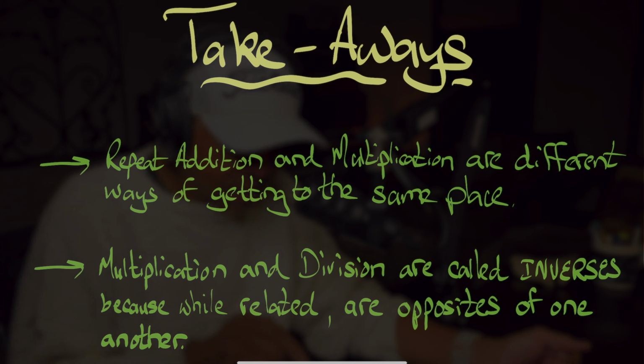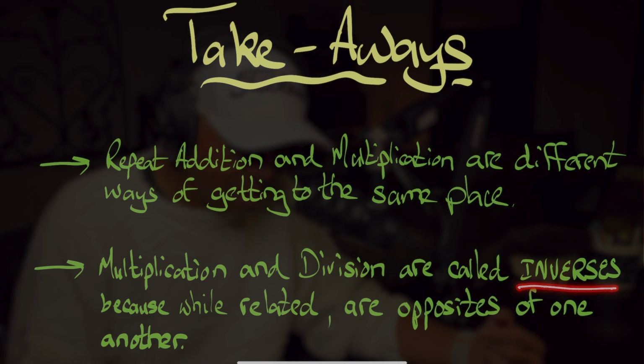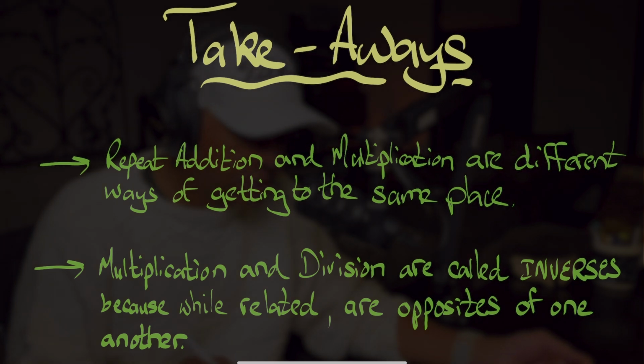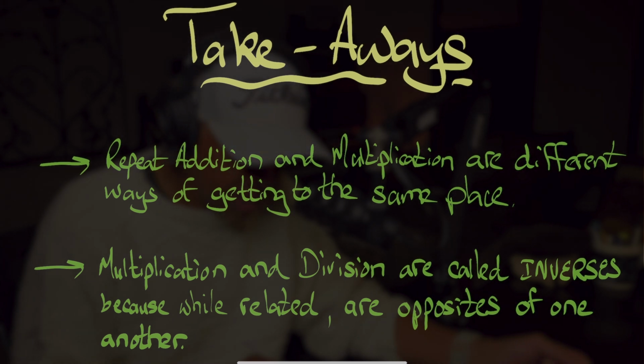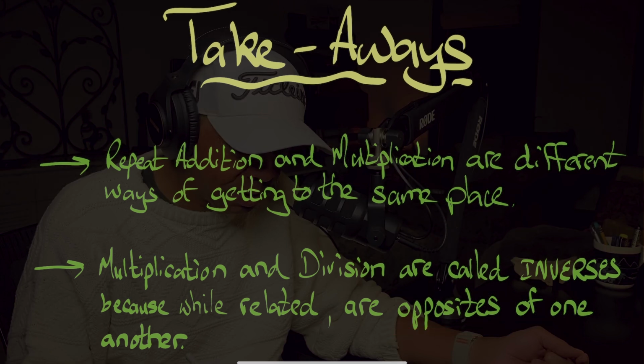In the second case, when we dealt with multiplication and division, those are called inverses of one another. Division is the inverse of multiplication. Multiplication is the inverse of division. And that's because while they're related, they are opposites of one another.